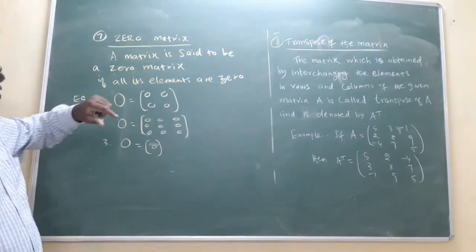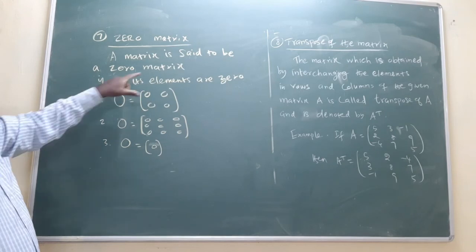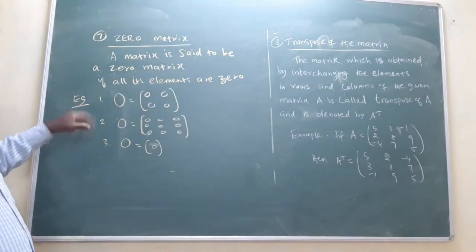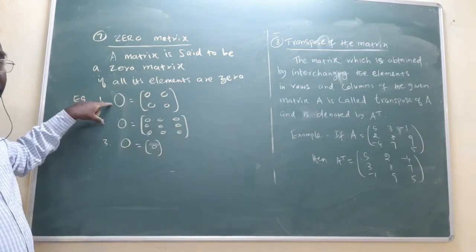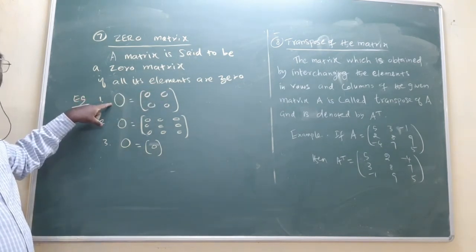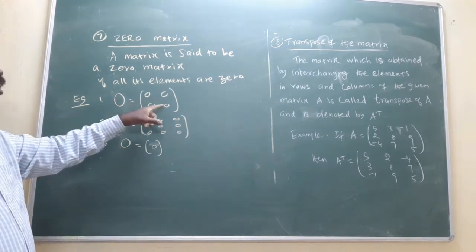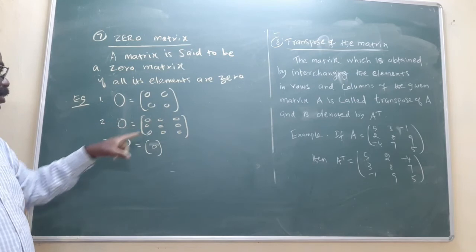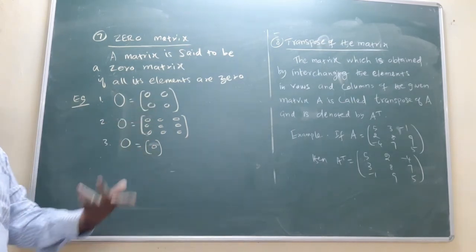Next one, zero matrix. A matrix is said to be a zero matrix if all its elements are zero. For example, as already pointed out, a matrix is always denoted by capital letters. This is O. O equals 0, 0, 0. All elements are 0. Here, 6 zeros. Here also O. The zero matrix can be of any order, no problem.